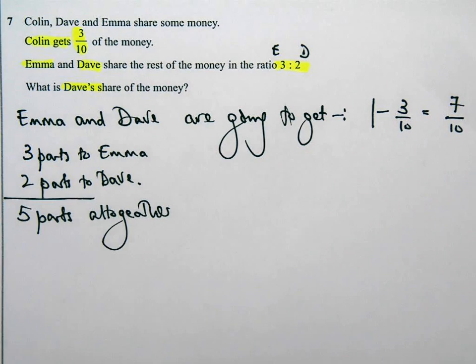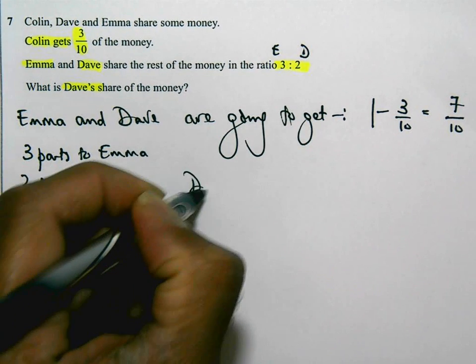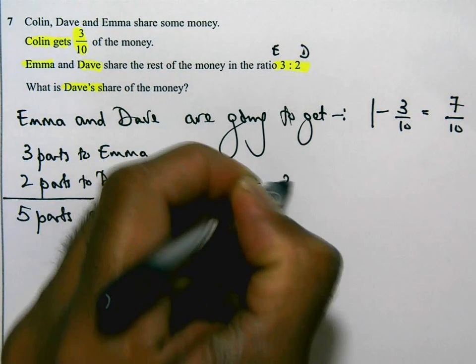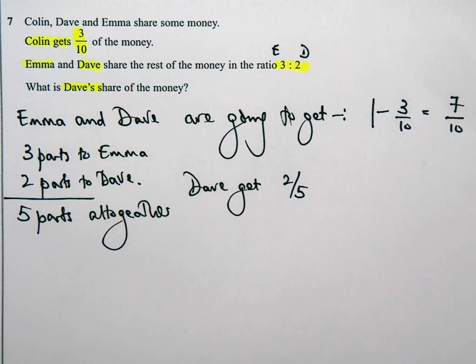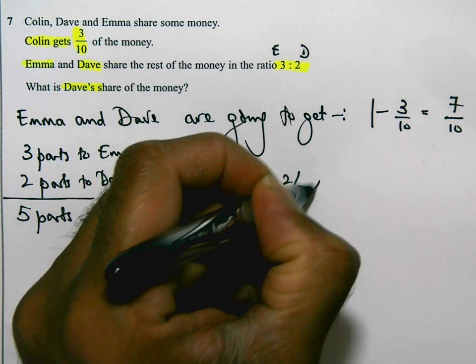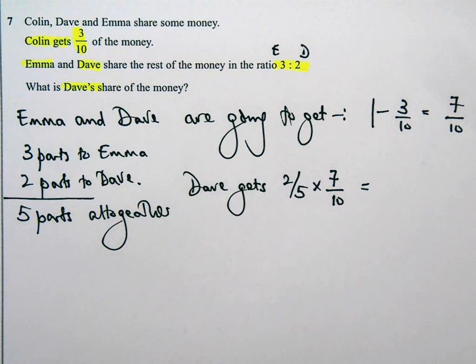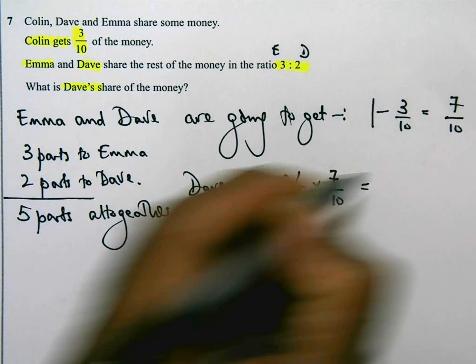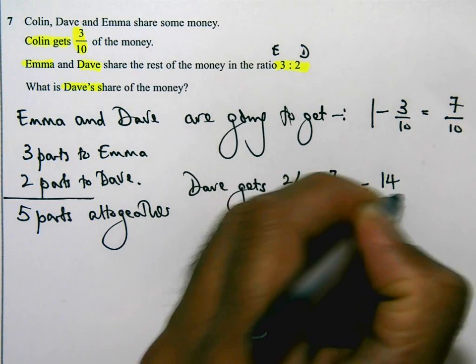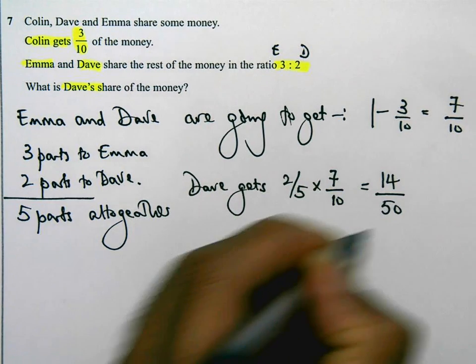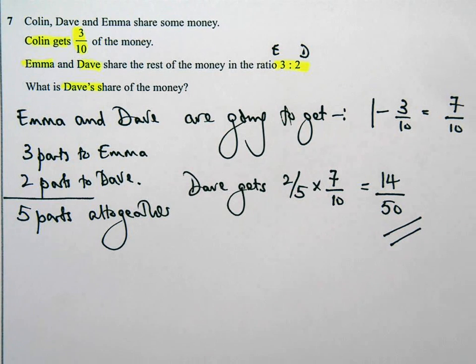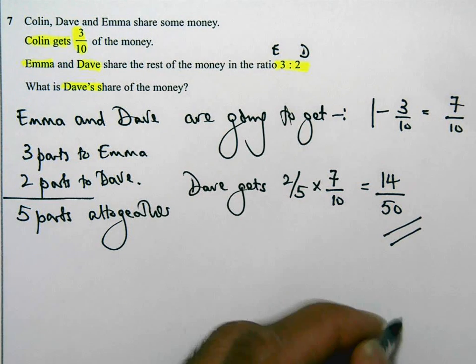So Dave gets 2 out of 5, or 2/5 of what's left over. Alright, so he's going to get 2/5 of 7/10. And if you know your fractions, when you're timesing fractions, you times the numbers at the top and you times the numbers at the bottom, times the numerators and the denominators. So 2 times 7 is 14, 5 times 10 is 50, and that's your answer. 14 over 50 is the fraction of the amount that Dave gets.